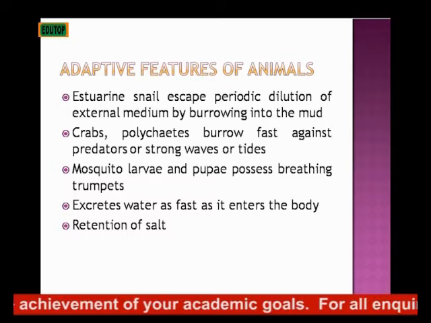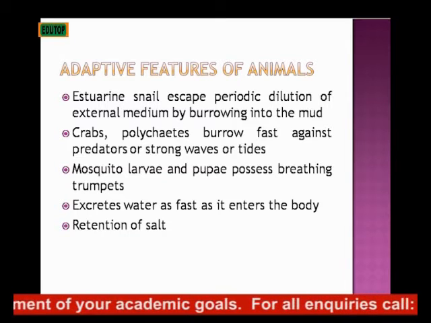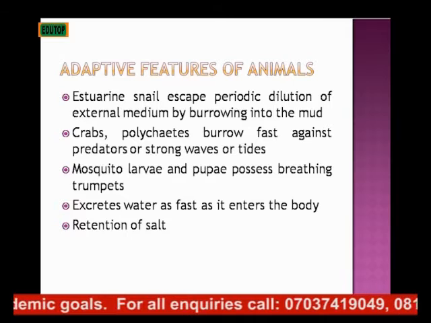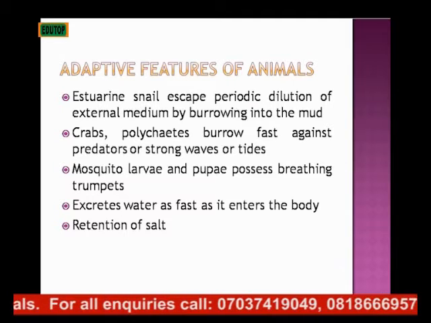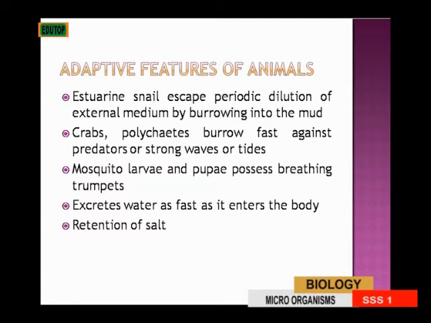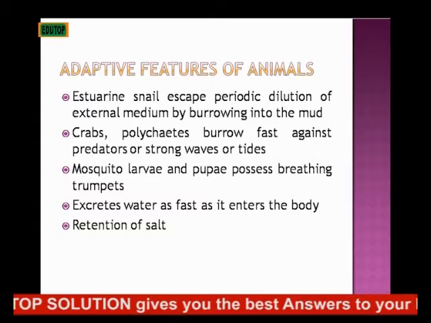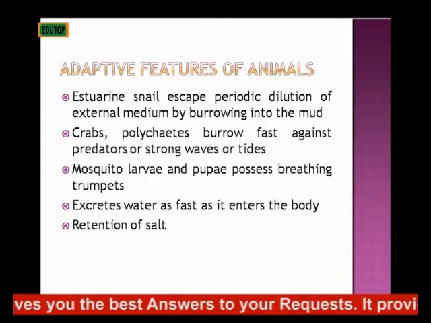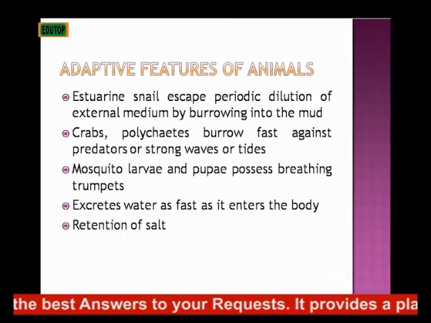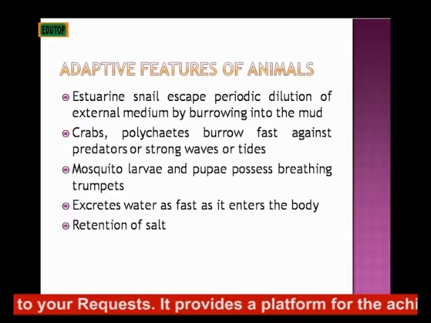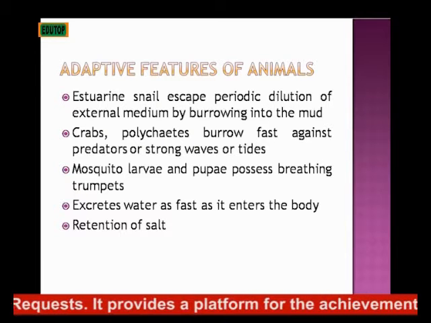Also, mosquito larvae and pupae possess breathing trumpets for their respiration in this estuarine habitat. They also excrete water as fast as it enters their body, so that they will be able to maintain a balance. There is also retention of salt by the animals in the estuarine habitat.